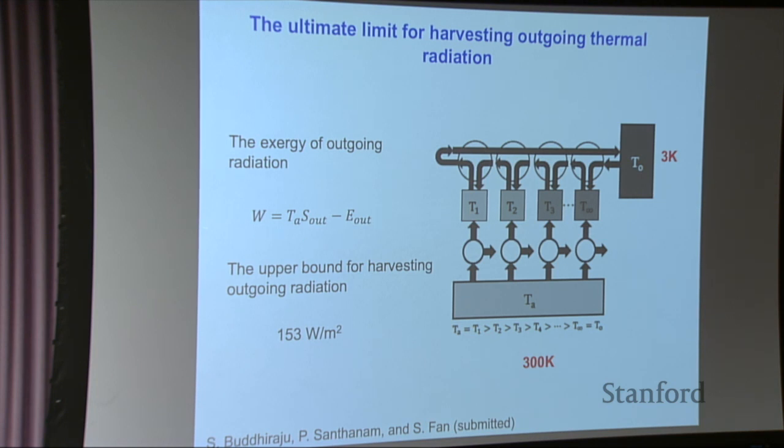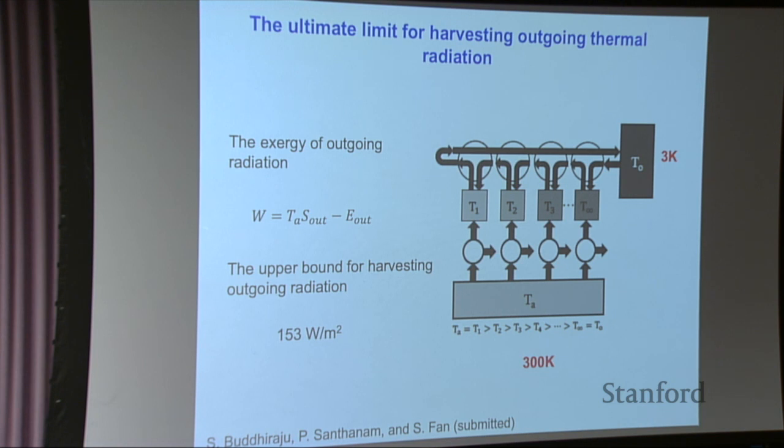and that's really what gives rise to the possibility for extracting power. And if you do this calculation, it turns out that the upper bound for this is 153 watts per meter squared between 300 Kelvin ambient and the 3 Kelvin universe, when the engine is sitting on the hot side. And moreover, this limit, which is similar to the Landsberg limit of solar energy conversion, can similarly be realized by concatenating a Carnot engine as well as non-reciprocal elements.